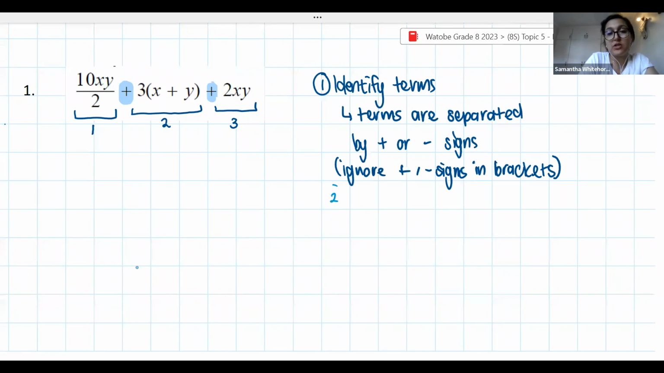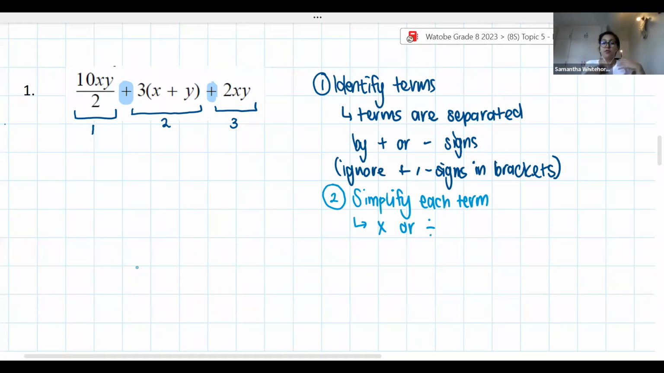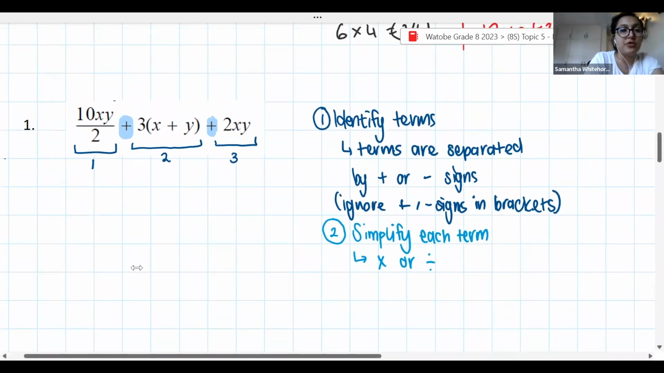So my second step here is once I've identified my terms, I want to simplify each term. Now, basically what this means is we are going to perform multiplication or division operations. If you think about your order of work, if you think about BODMAS, multiplication and division are the first things I should be doing in any case. So that is where I start. I start by seeing in my terms, what division do I need to do? What multiplication do I need to do? So if I have a look then at my very first term, we have got this fraction 10xy divided by 2. So I want to simplify that.